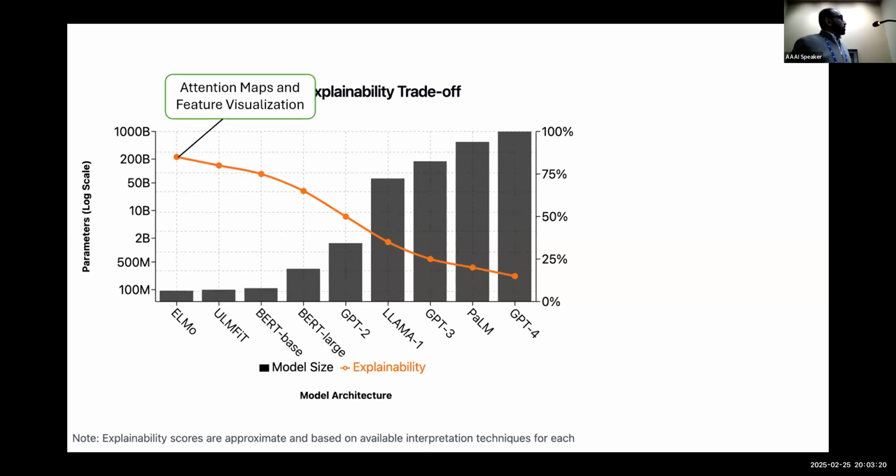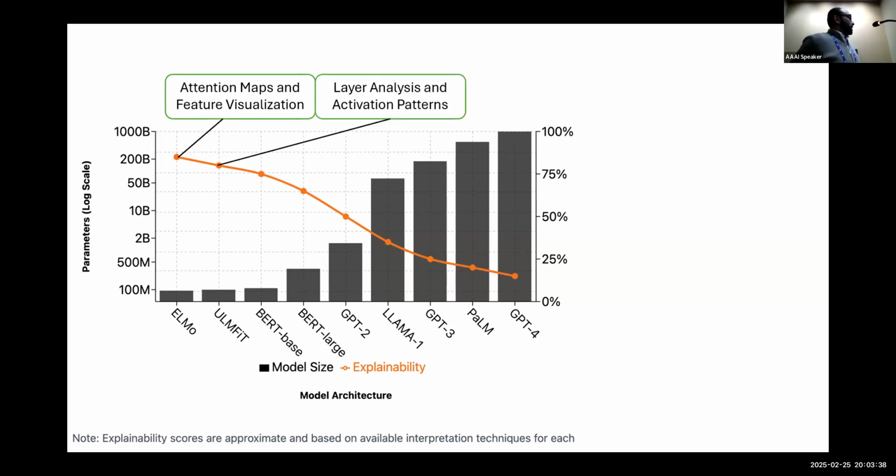Okay, so we know that in the very beginning, with ELMo, explainability was through attention maps and feature visualizations. And most of us already know about LIME and SHAP as very primitive initial methods for doing explainability. And then we go forward, we say that, okay, as we have ULMFiT, we look into the layer analysis of these models. We look at the activation patterns of these models, how these neurons are getting activated as the new form of information is penetrating.